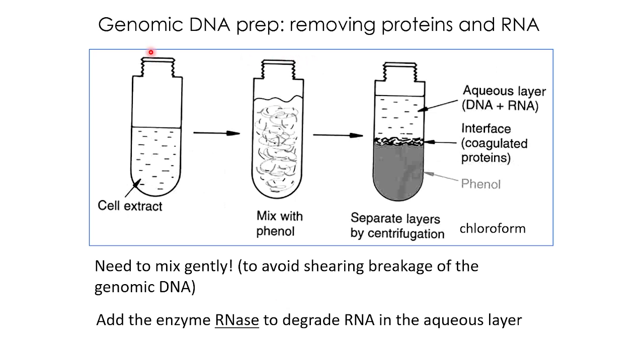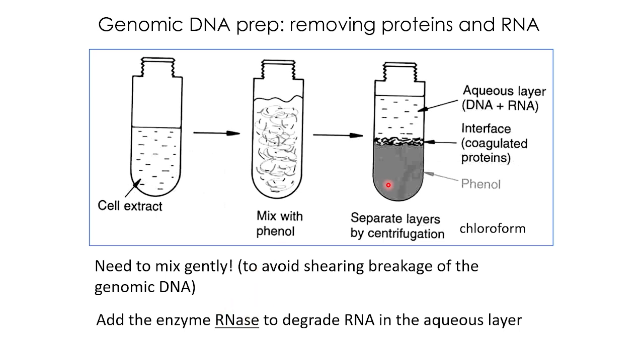Also, there are ways of preparing genomic DNA. This is mostly for plasmid DNA, but for genomic DNA there are many ways. You have the cell extract, and you mix it with phenol. You will see separate layers after centrifugation. You will have the phenol, the interface with coagulated proteins, and your aqueous layer will have both the DNA and the RNA. Then you can collect it and add maybe RNase A to remove all the RNA molecules, and from there you can just collect the DNA molecules.